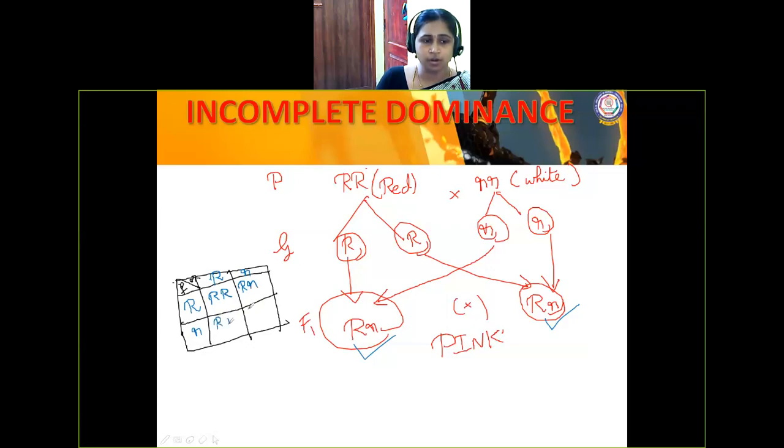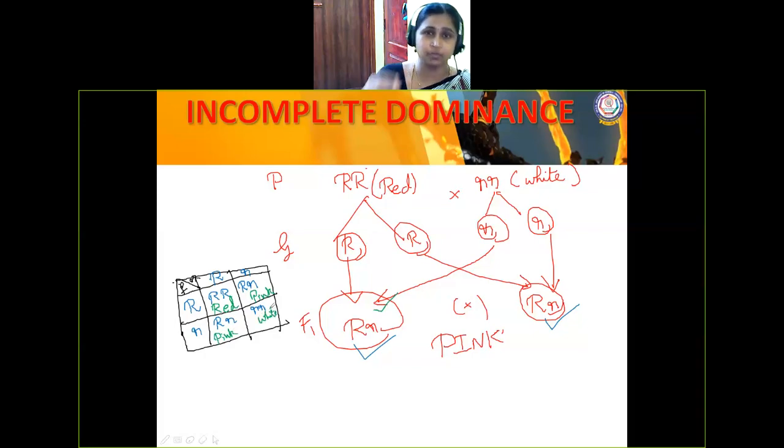small r, small r. Now, what are the phenotypes of this particular character? That also we will write, phenotype. So, this phenotype is both dominant, so it will show the color red. It is heterozygous as we are writing here. So, it should be a pink color. This is also heterozygous. So, it should be a pink color. And then small r, small r, recessive, it is white color.